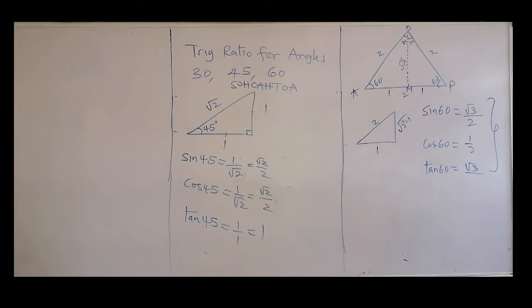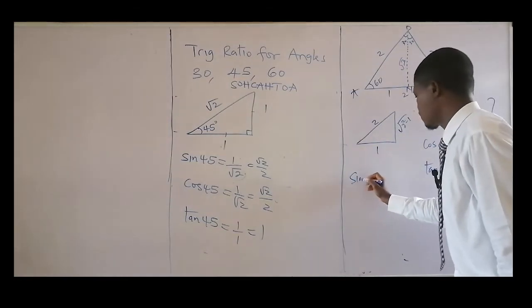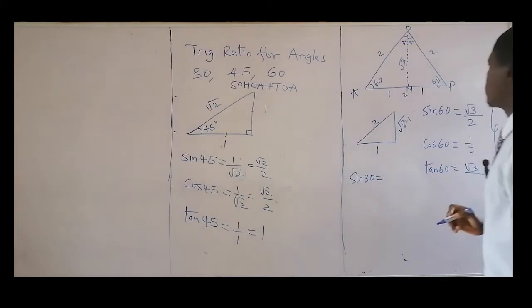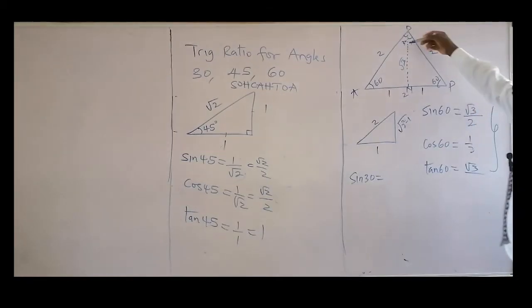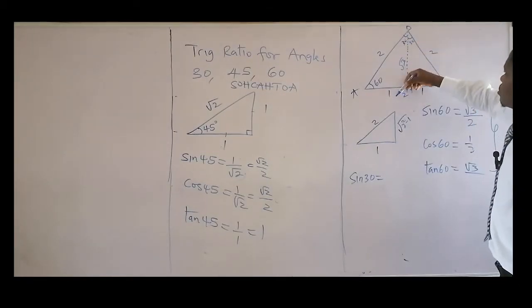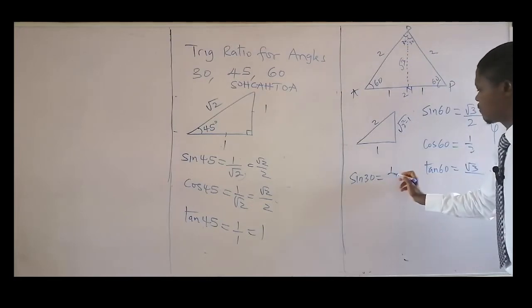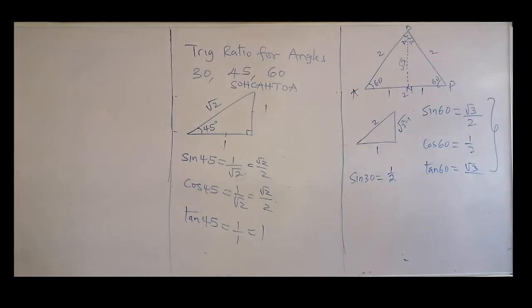Okay. Then let's go to sine 30. Sine 30, here is a 30. Opposite over hypotenuse, that's half. So you can see now that sine 30 is equal to cos 60. They are both half. They are complementary. Or we can call them co-functions.